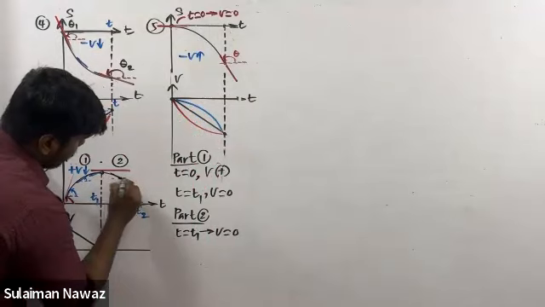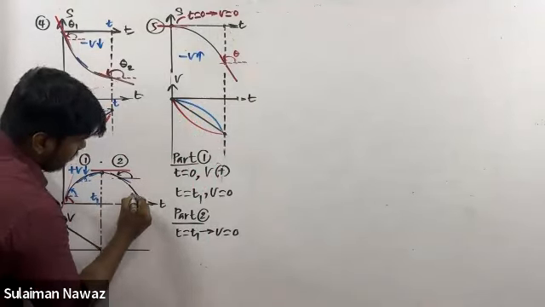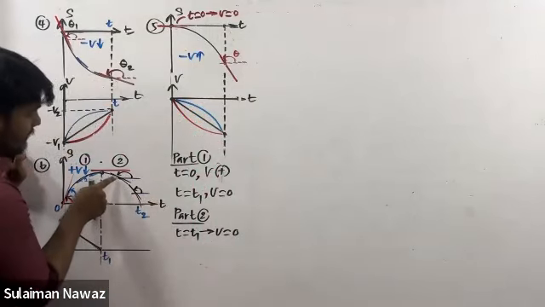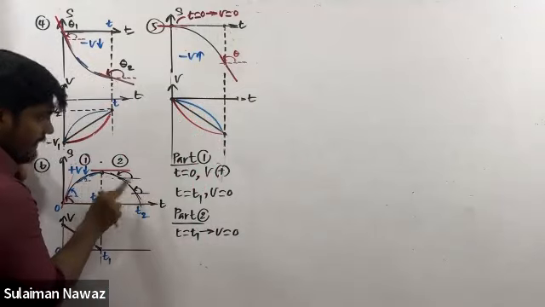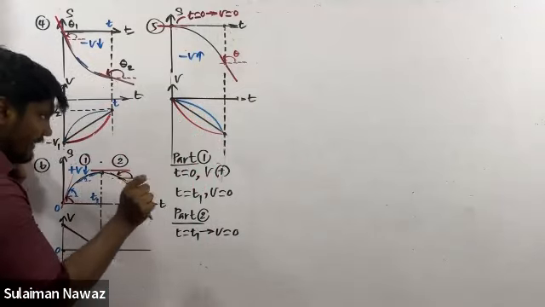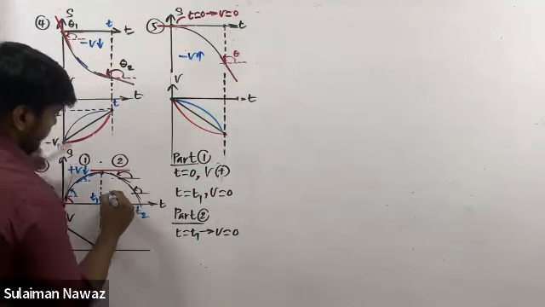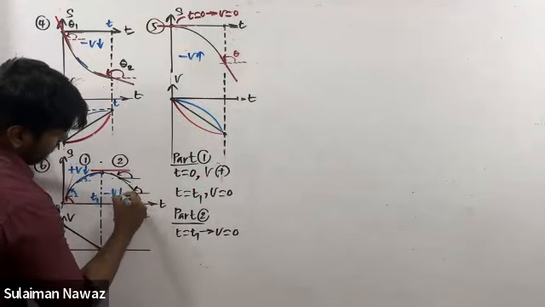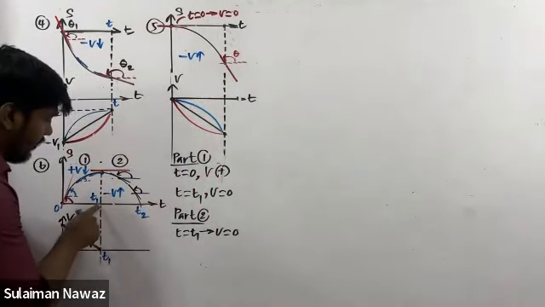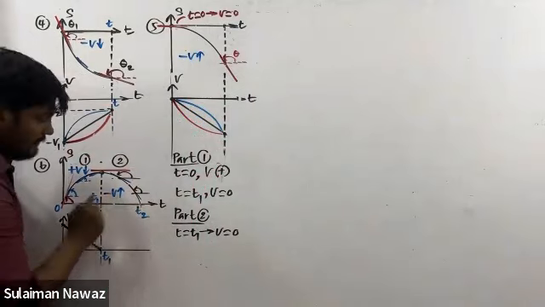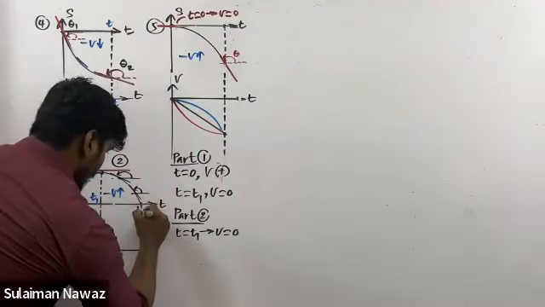What's happening to the obtuse angle? The obtuse angle is decreasing. Obtuse angle decreasing means, understand, negative velocity increasing. From zero velocity, negative velocity is increasing. You got it? Negative velocity increasing.